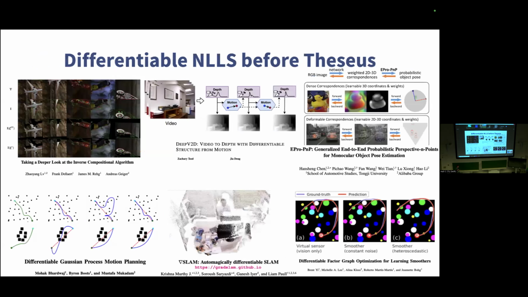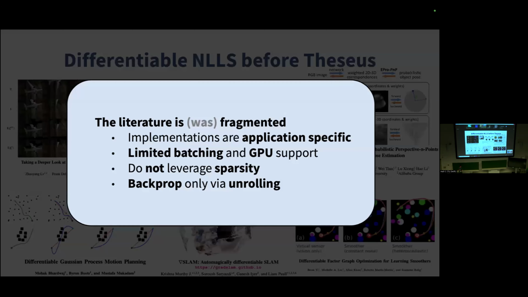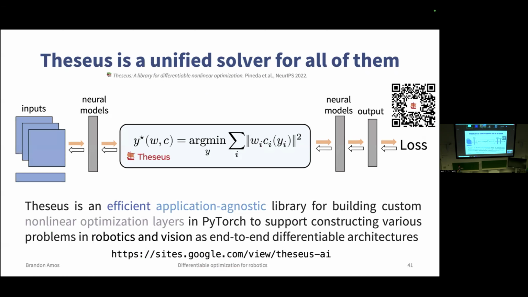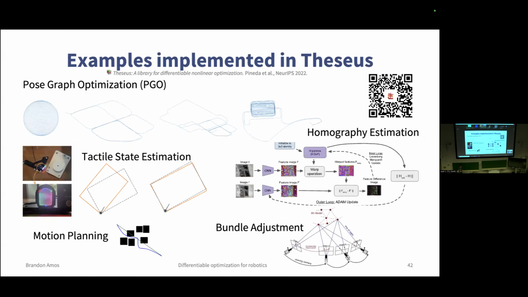And before our library, there were a lot of really nice but somewhat scattered implementations of people also doing this, like grad slam and other kinds of differentiable factor graph optimization. Because the implementations were pretty specialized, they didn't have, for example, batching or GPU support, and they weren't able to leverage sparsity and had limited backprop modes. But now we can re-implement almost all of these settings with Theseus and have a better interface with the differentiable optimization component for these.